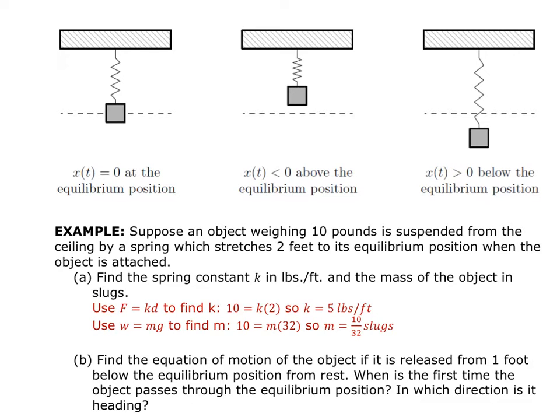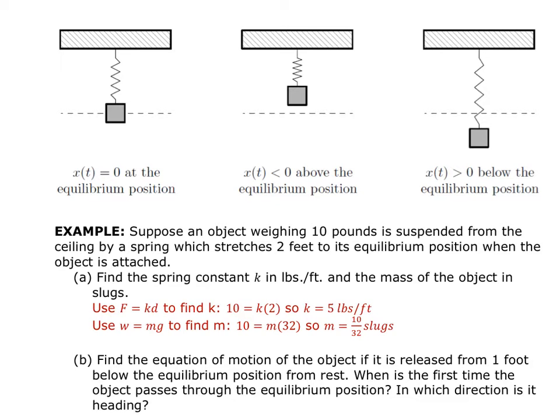So we have the 10 pounds. 10 pounds is a force. It is not a mass. When you see pounds, that is a force. And we know it stretches 2 feet from its equilibrium position when it's attached. Before the spring gets stretched, because you put a weight on it, it has whatever distance it is. You put that weight on there before you even pull it down. When you put that weight on there, it goes down 2 feet.